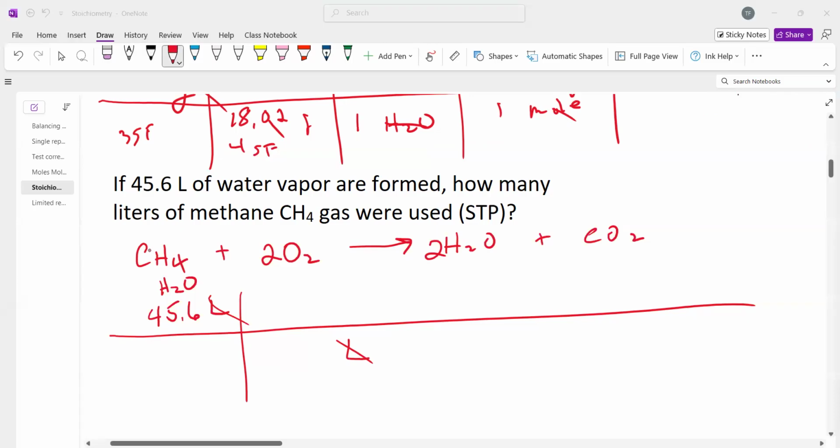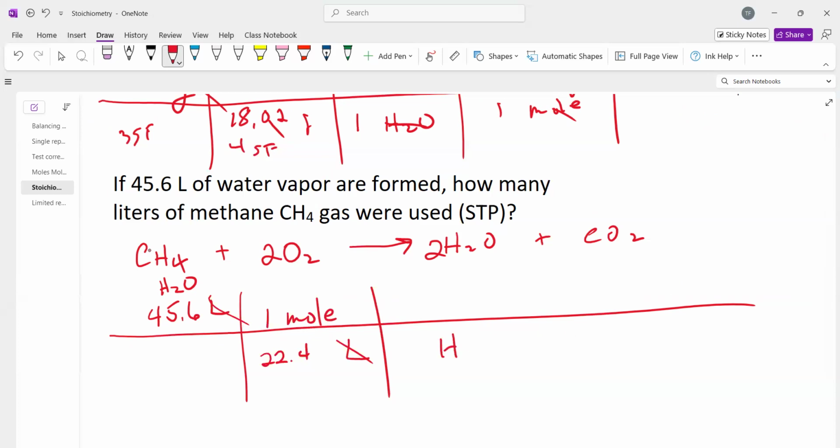Yes, exactly. At STP. It's real important. That only is valid at standard temperature and pressure. Okay, now we have moles of water. We need to put water on the bottom and methane on top. And that ratio is 1 to 2 from the balanced equation.